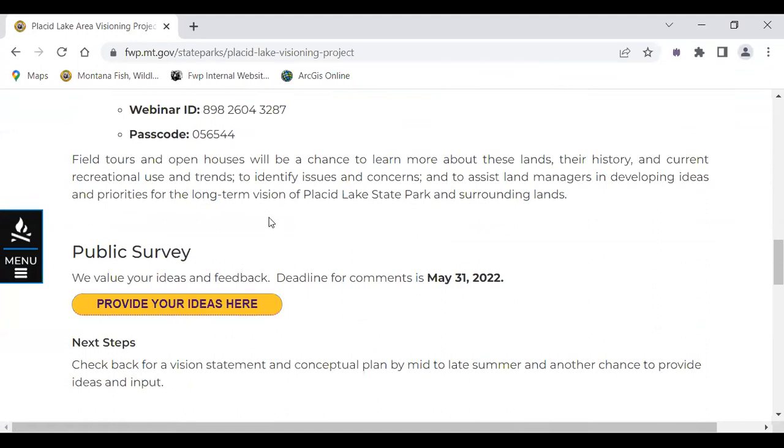And I see there's a question: do we have any ATV capacity? I'm not sure what that is in reference to. Is that in reference to within the park or within TNC lands?